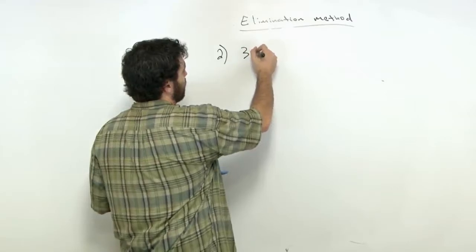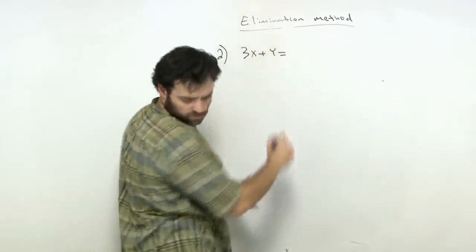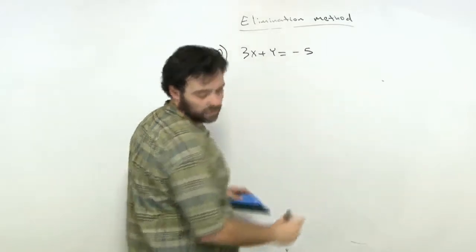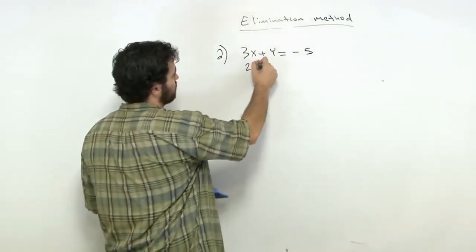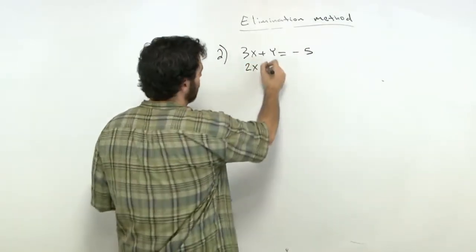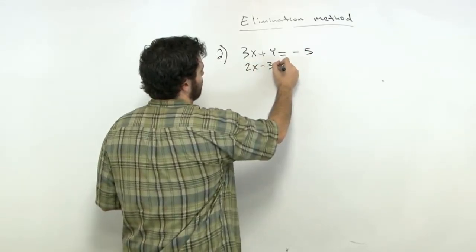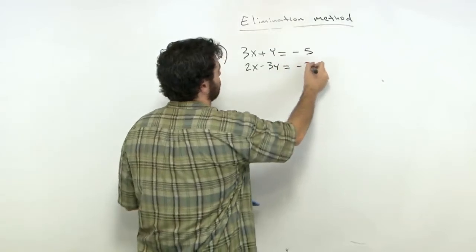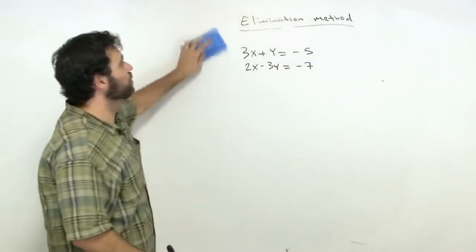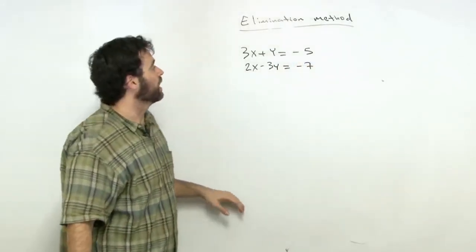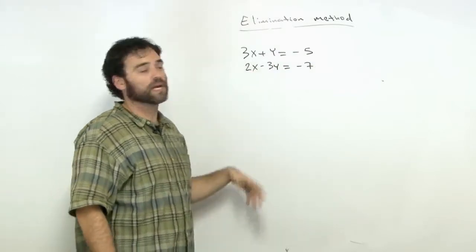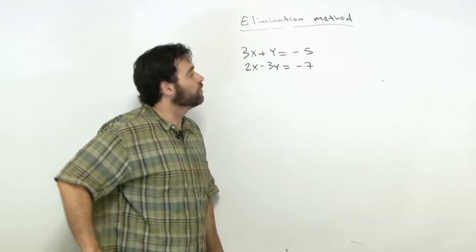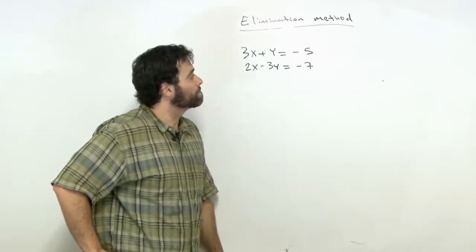So we get 3x plus y equals negative 5. And then we have 2x minus 3y equals negative 7. Okay? So we know this is the elimination method, and now it's not so nice as the question before. We have to pick a variable that we could get rid of. We could do something to get rid of it.